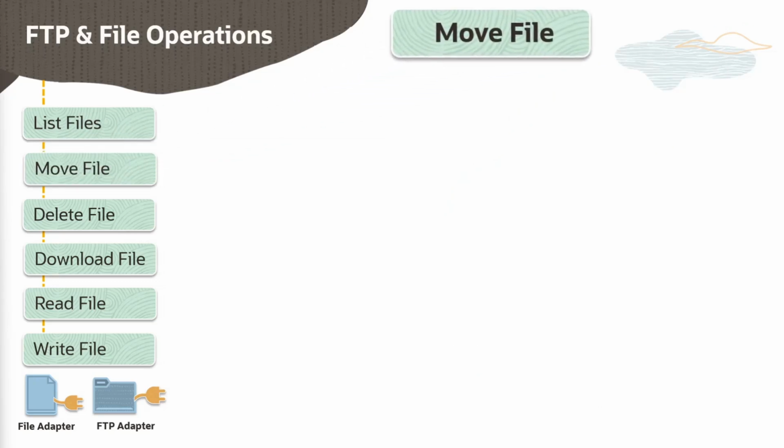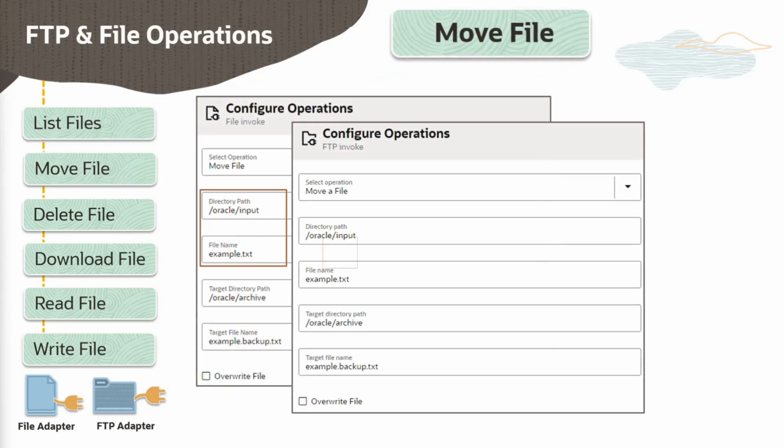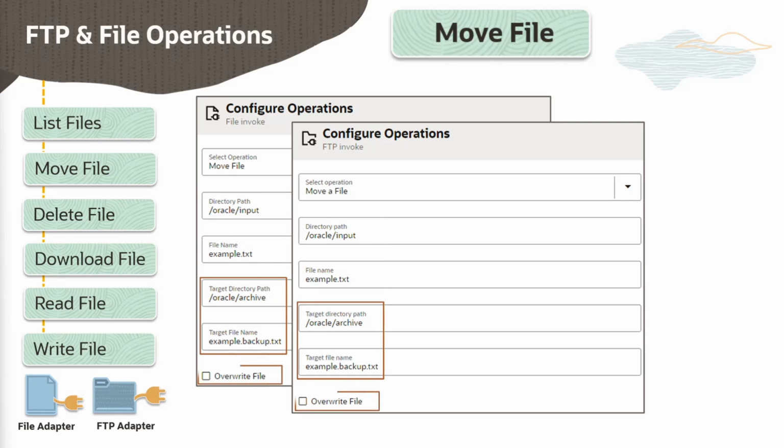When you select the move file operation, both adapter types will be looking for the directory and the name of the file to be moved, along with the target directory and target file name. You can also indicate if it's okay to overwrite the file if it already exists in that target directory.